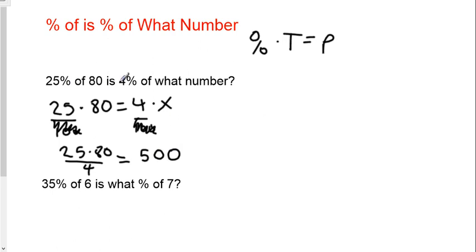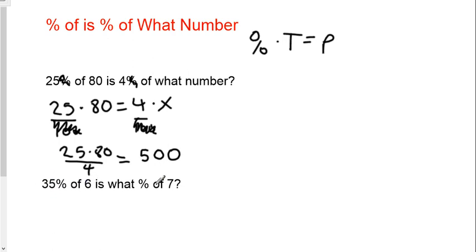All you're going to do is take the number that's with the "what number" part and divide it into the other number. Forget about the percentages because at the end of the day, they're just going to knock each other off because of basic algebra. So let's do one more.